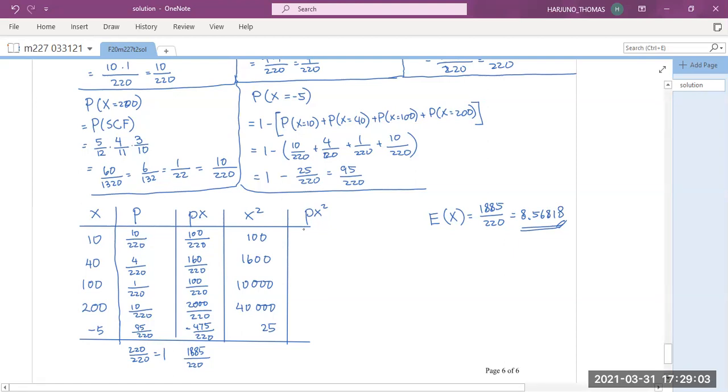Then multiply by the corresponding probability. 100 times 10 is 1,000. 1600 times 4 is 6,400. 10,000 times 1 is 10,000. 40,000 times 10, that's 400,000. Oh, that's the one that you are actually chasing when you play this game. And 95 times 25 is 2375.